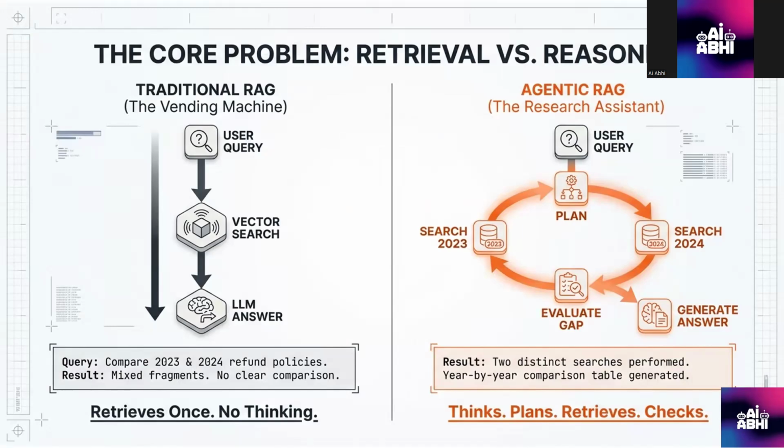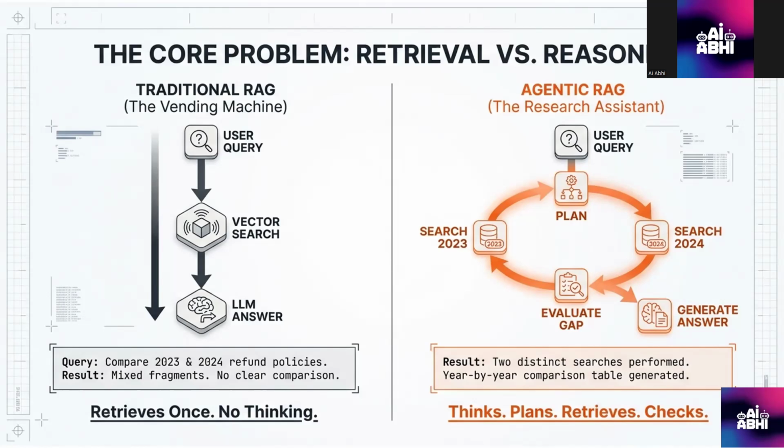On the left side, the traditional RAG searches once, grabs whatever chunk seems relevant, and gives me a vague answer which mixes up the year. It doesn't know it needs to search twice, once for 2023 and once for 2024, and then compare.